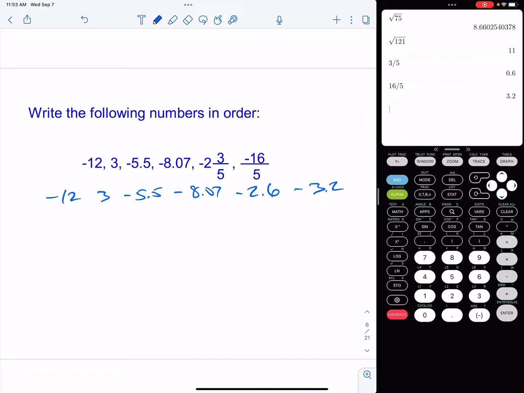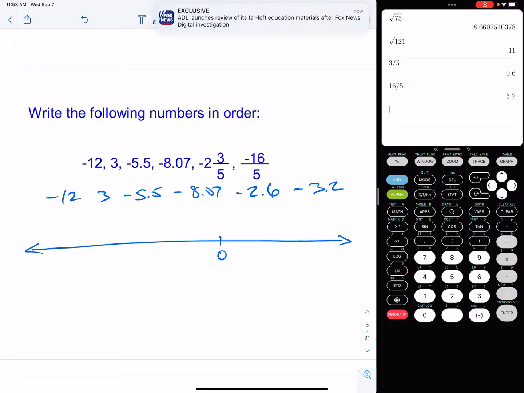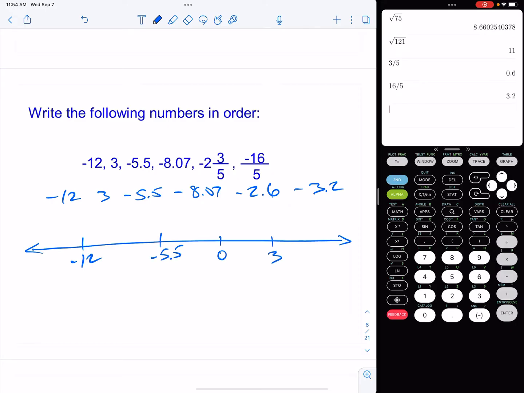So let's just put these on a number line and make sure we understand what we're doing. I'm going to put a 0 in here just to be on the safe side. So I'm going to just start sticking them on here. We've got -12, so I'll put a -12 here. 3 is going to be over on this side. -5.5 would be about right here. -8.07 is going to be a little bit further down the road. -2.6 is going to be somewhere between -5.5 and 0. And then -3.2 is going to be right here in the middle of these.